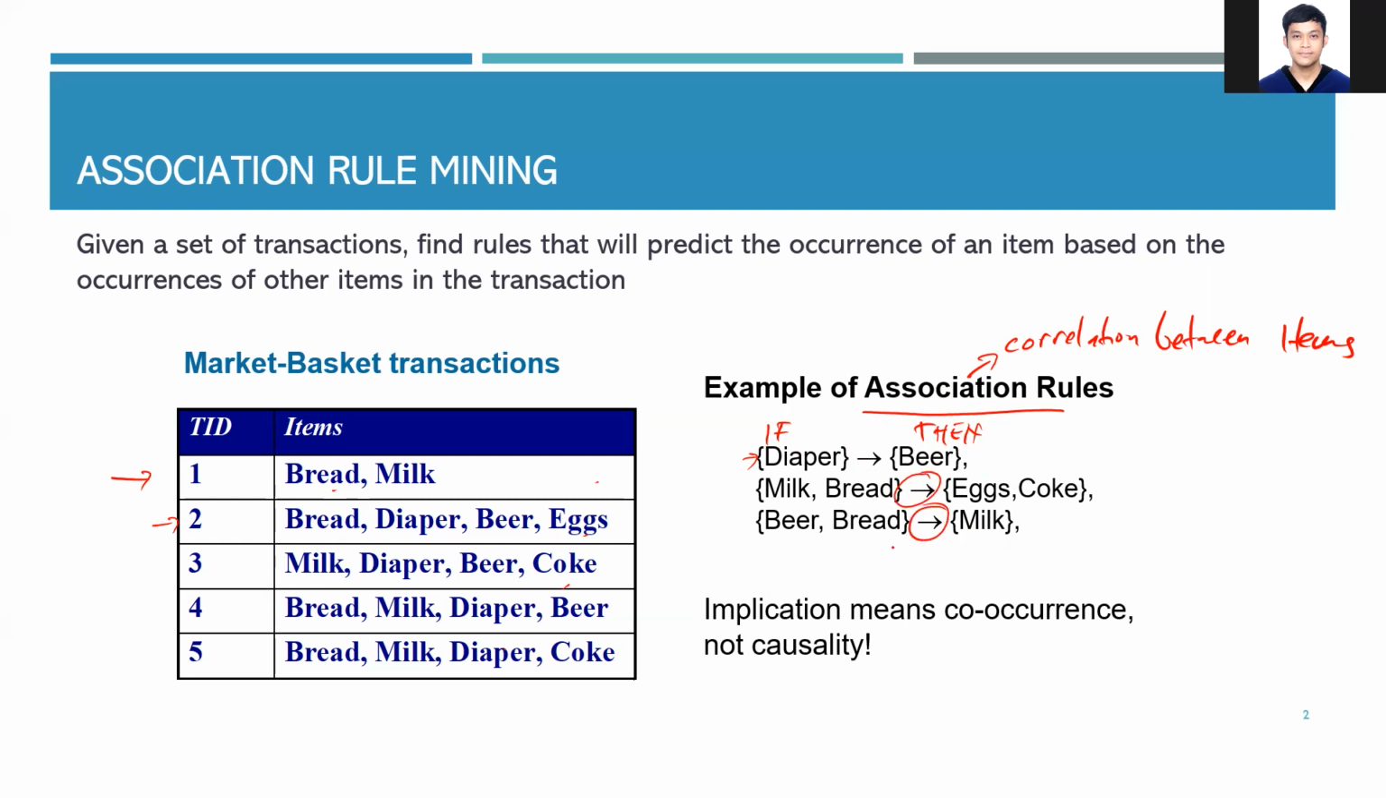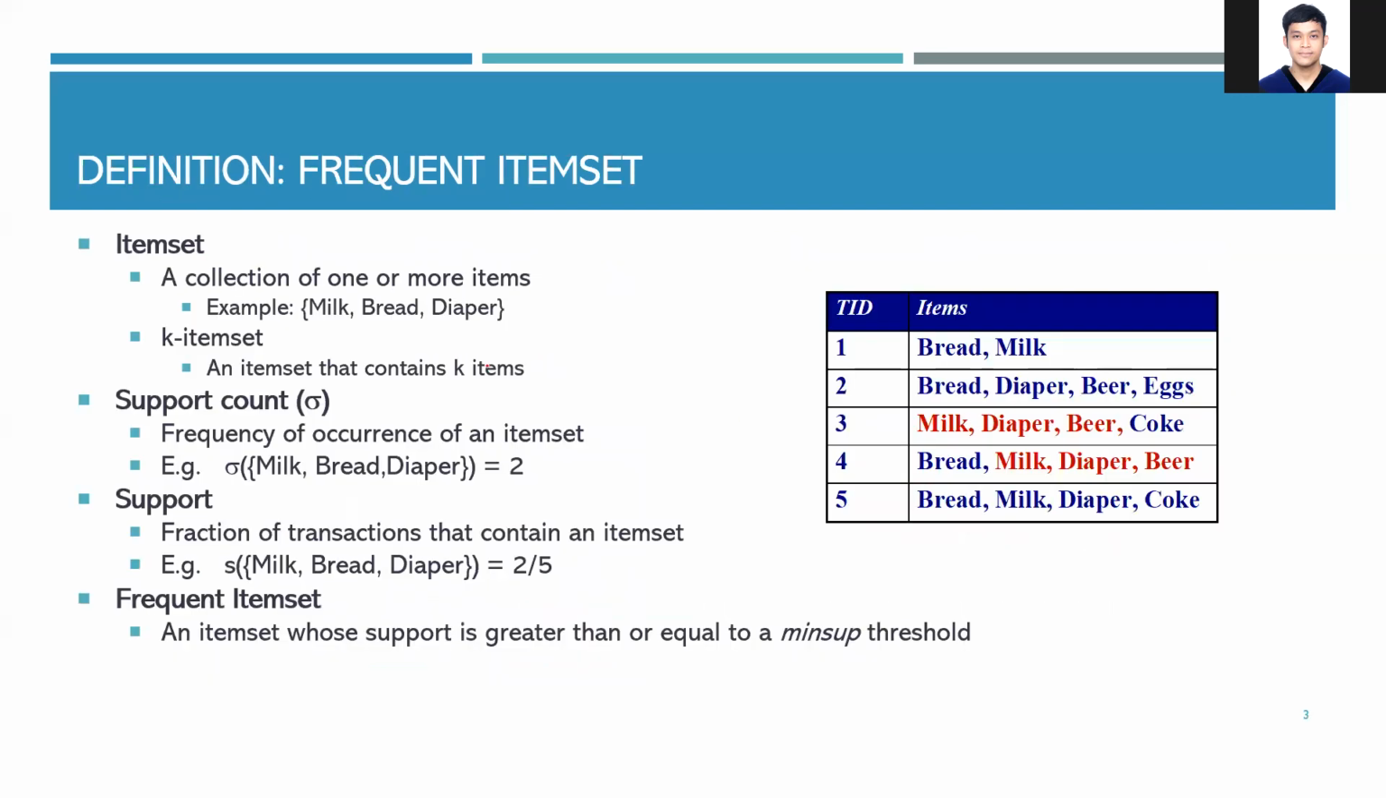Of course, to find out these rules, we have to do some steps, and these algorithms are called association rules algorithms. We have many algorithms. Before we talk about the algorithm, first we have to know some definitions used in association rules.